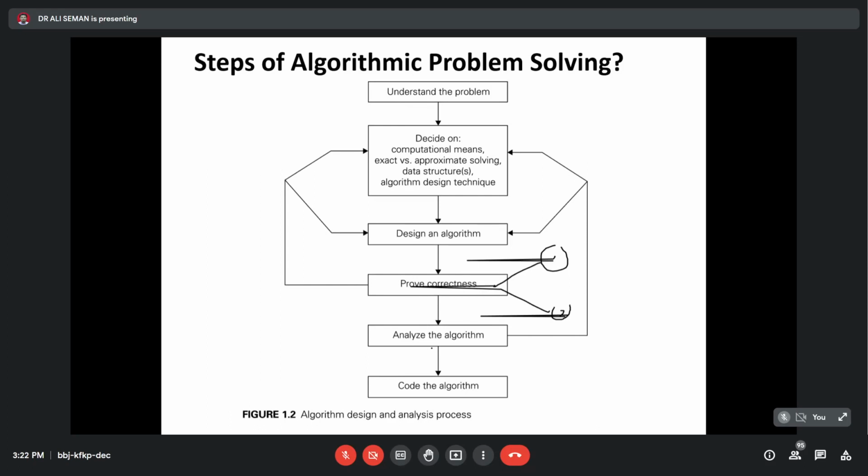And finally, after we prove the correctness, we need to analyze the algorithm to know whether it is efficient or not in terms of time as well as space. After we finish all these steps, the final step is that we can code the program. We know how to write the algorithm, so we need to understand the programming language and implement it. Regardless of the language you use, it doesn't matter because the language is not the big issue. You can use whatever language you know and just implement it. Okay, this is the steps of algorithmic problem solving.